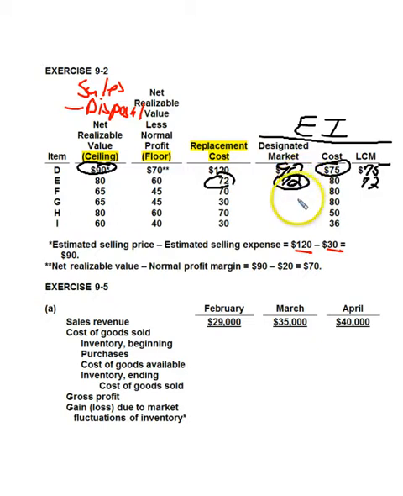Okay, so then we just kind of go on and on. I'm going to go on down to H. Let's look at H. We have replacement cost of 70. It cannot go above 80, which it hasn't, and it can't go below 60, which it has not either. So we choose $70 as our market value. And so that would go over here. And then comparing the 70 with the 50, we would choose cost of $50.